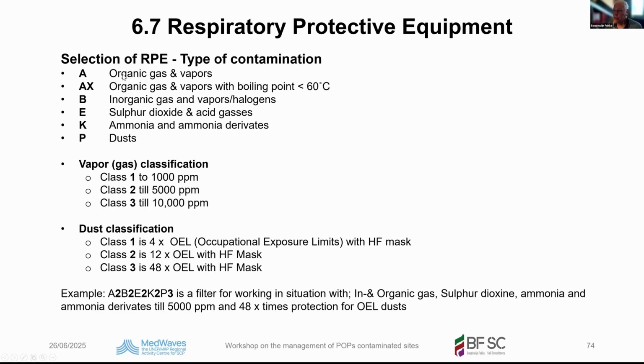Here again in letters, so A, AX, P dust, vapor classification class 1, 2, and 3, dust 1, 2, and 3. Example, ABEK P2: A2, B2, E2, K2, P2 is a filter for working in situations with inorganic gases, sulfur dioxide, ammonium, and ammonium derivatives up to 500 ppm, and 48 times protection for the dust. So this is what we use.